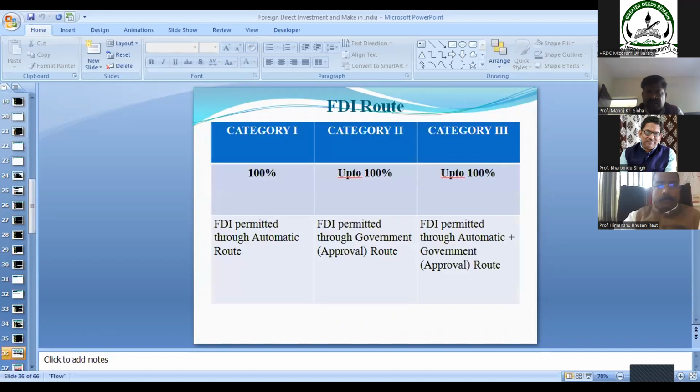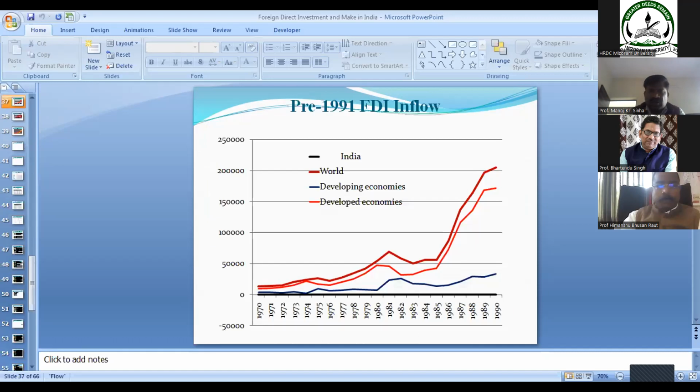FDI policy in India. And these are the routes: FDI under the automatic route, under the government approval route, and both automatic and government. We can see the line graph of the FDI inflow. This one is the world FDI inflow, and below this line is FDI inflow in developed countries, and the blue line is the developing countries line, FDI inflow in developing countries.